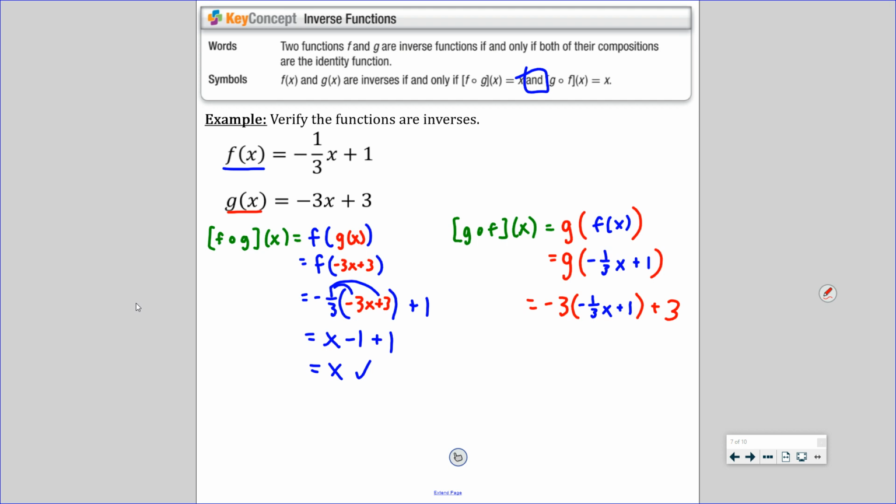Here's what I don't want. This is what my kids in Ogongo used to do. They'd be like, oh yeah, that's x, and they don't show me anything. I'm like, you gotta show me. This is x. This is negative 3 plus 3. That's how I get x. Got it. That's a quick and easy way to verify inverses by using f of g and g of f.